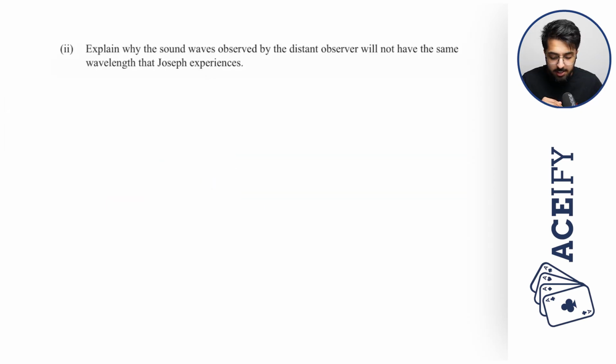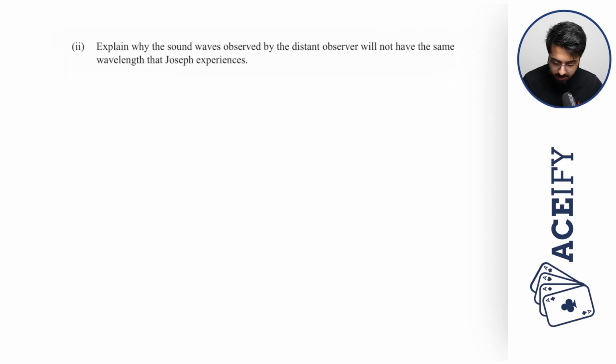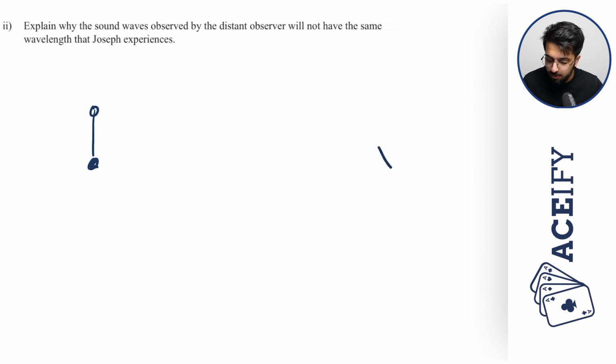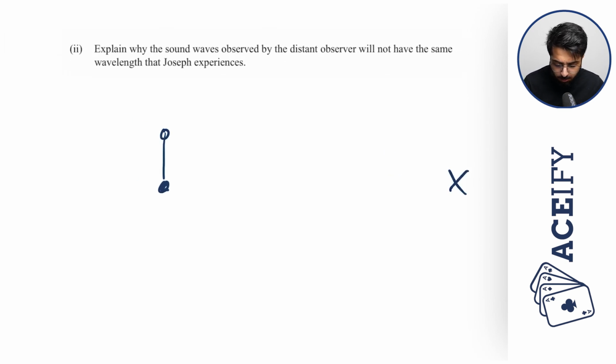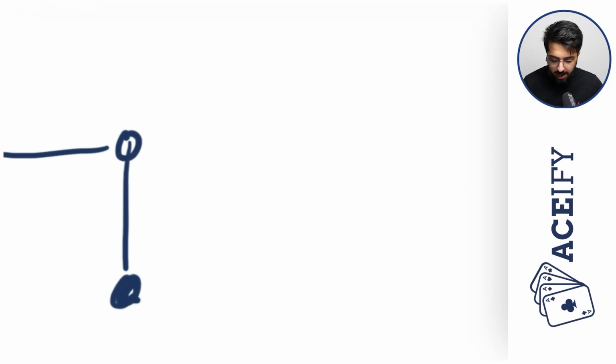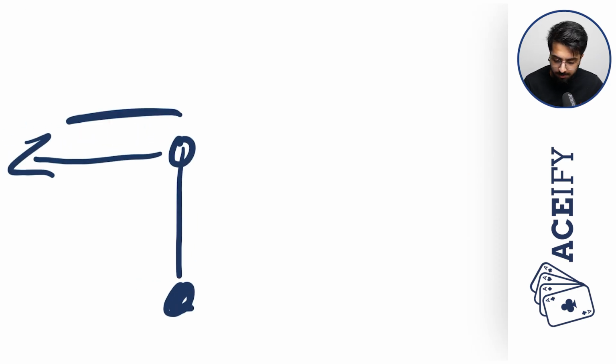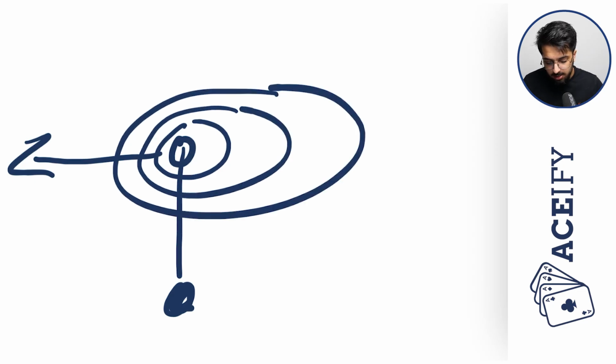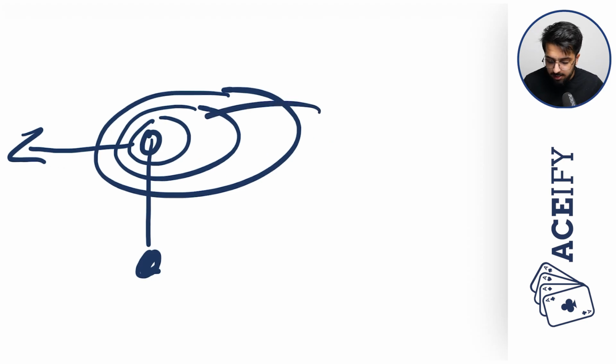There we go. Explain why the sound waves observed by the distant observer will not have the same wavelength that Joseph experiences. So if we have our situation here, we have Joseph over here, this is our bull roarer, and this is our observer over here. In this scenario, the bull roarer has a tangential velocity in this direction, okay? So as the bull roarer moves this way, it's going to catch up to its previously emitted wavefronts. The wavefronts in front of it are bunched up, but more importantly, the wavefronts behind it are spread out.